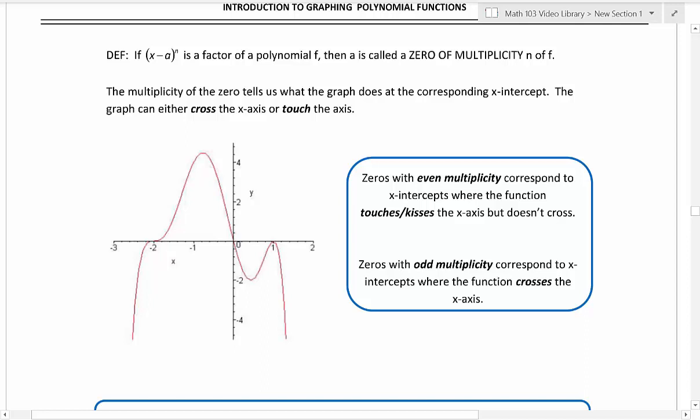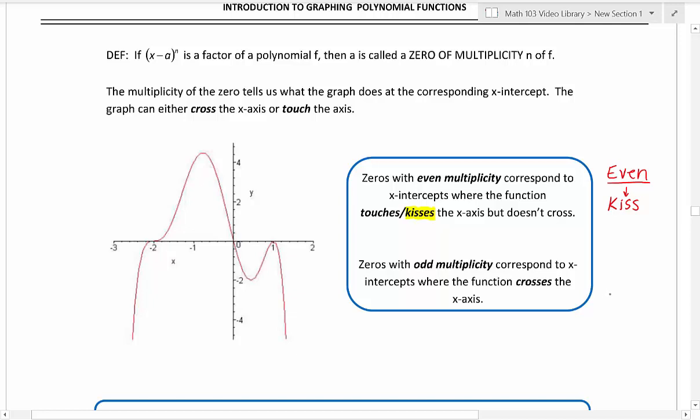Zeros with even multiplicity correspond to x-intercepts where the function just touches the x-axis but doesn't cross it. Zeros with odd multiplicity correspond to x-intercepts where the function crosses the x-axis. You'll see I have the additional word "kisses" in here. I like to use the word kiss instead of touch because kiss has 4 letters in it, which is an even number of letters. So I remember that even multiplicity goes with the word that has an even number of letters.